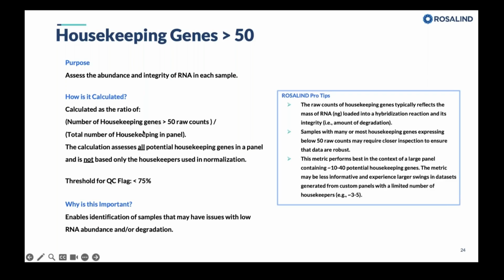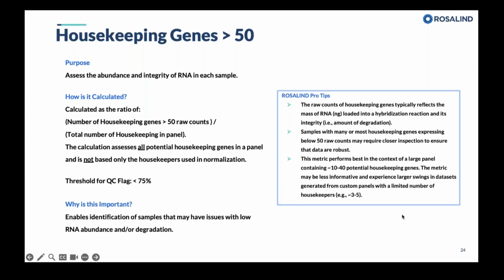greater than 50. As a side note, there's some confusion about whether this uses the housekeepers used in normalization or all housekeepers. I want to emphasize that we look at all housekeepers, not only the ones used in the normalization. It's just all housekeepers in a sample. This is important because it allows us to quickly identify any samples where RNA abundance or degradation may be an issue. I have my detailed notes here on the right-hand side.